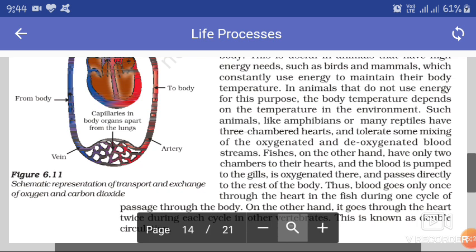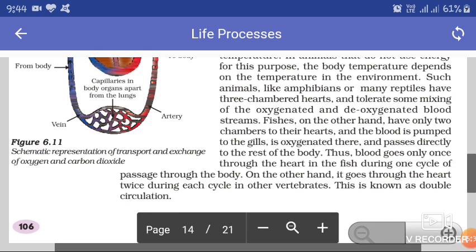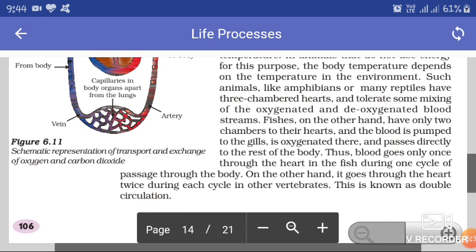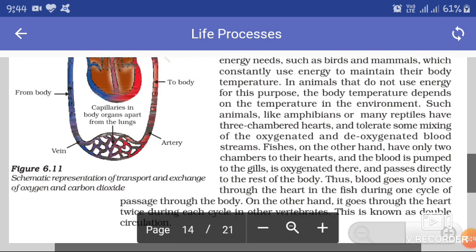In the fish, blood goes through the heart once during one cycle of passing through the body. On the other hand, it goes through the heart twice during each cycle in other vertebrates. This is known as double circulation.